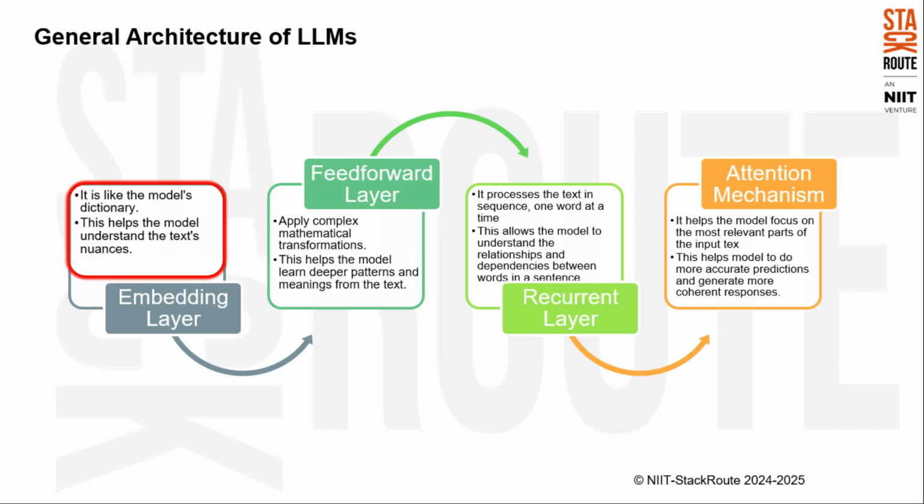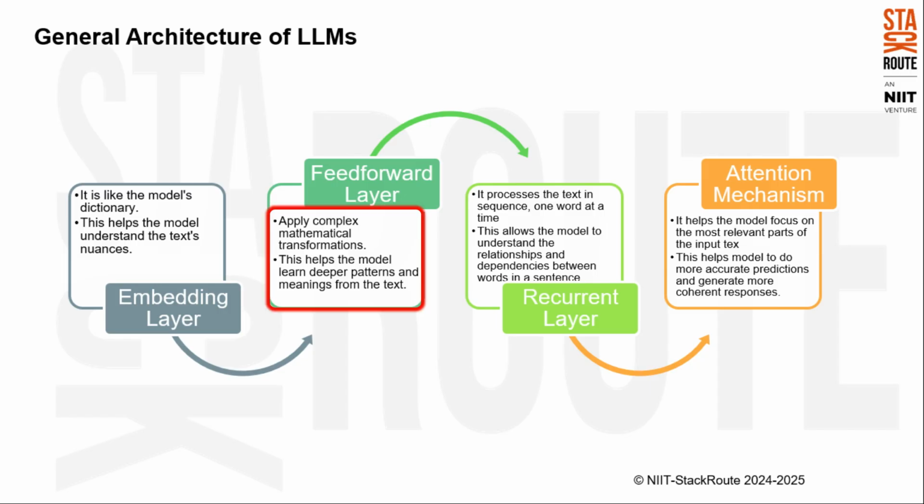First is the embedding layer, which is like the model's dictionary. It turns each word in the input text into a high-dimensional vector, a kind of numerical code that captures the word's meaning and context. Now, why is it important? Because it helps the model understand the text's nuances, like the difference between bank as a financial institution and bank as the side of a river.